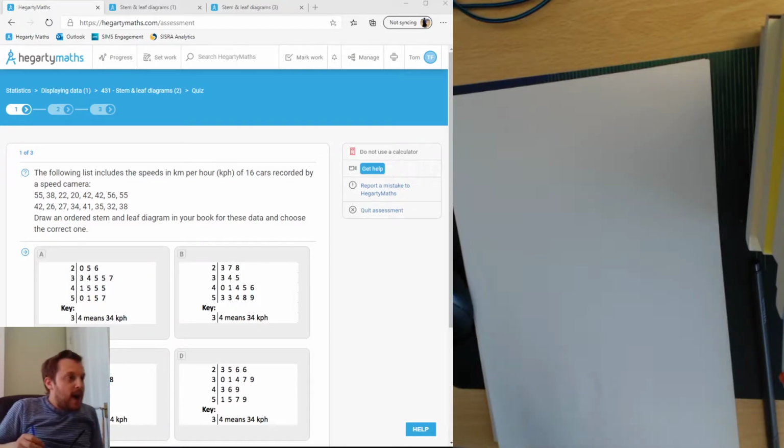Hello everyone. I've been asked to help out a bit with stem and leaf diagrams.